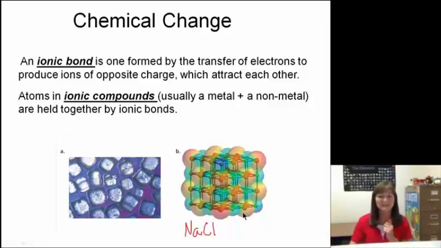So here's a picture of sodium chloride where surrounding every cation is a bunch of anions, and surrounding every anion is a bunch of cations. So it just so happens for sodium chloride that if you reduce the amount of sodium chlorides, it's a 1-to-1 ratio of sodiums to chlorines.